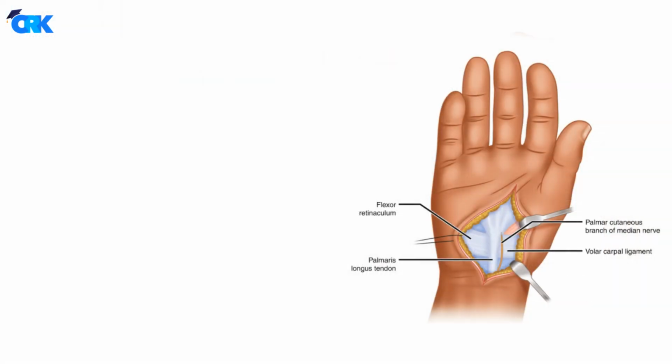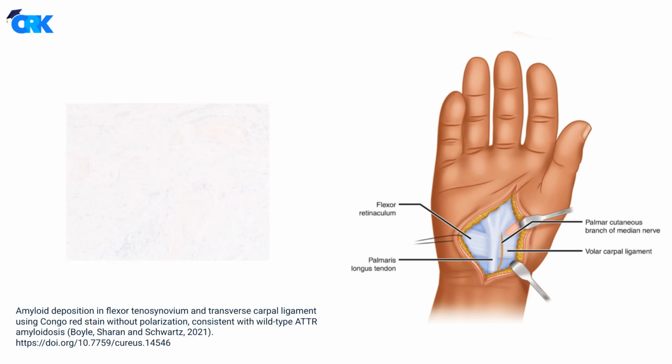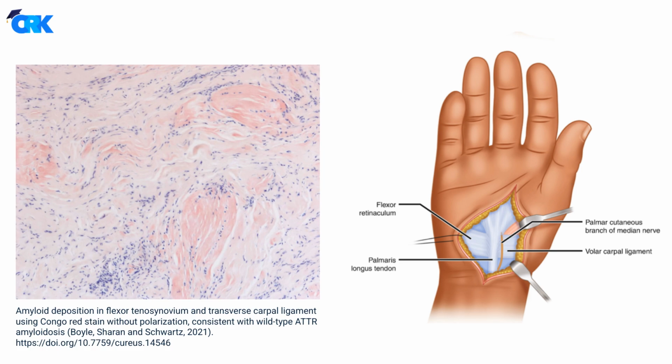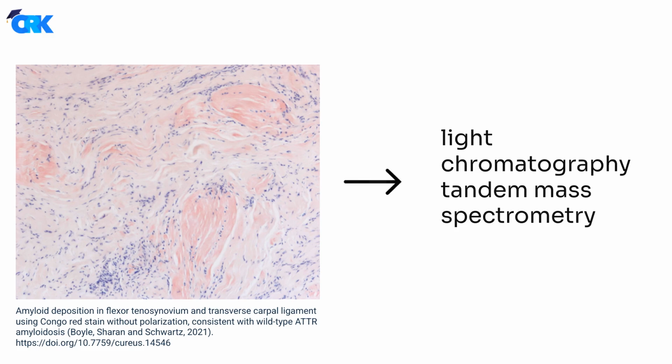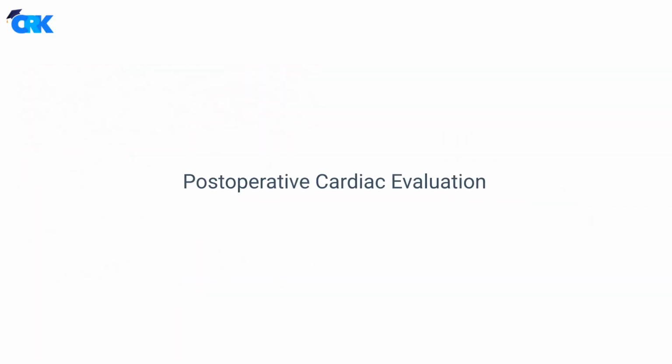During left-sided carpal tunnel release surgery, biopsies of the flexor tenosynovium and transverse carpal ligament, TCL, were taken. Histopathology using Congo red staining, without polarized light, revealed the presence of amyloid deposits. The specimen was further analyzed using liquid chromatography tandem mass spectrometry, confirming the diagnosis of wild-type transthyretin amyloidosis. Following the biopsy result, the patient was referred to cardiology. Subsequent imaging and laboratory tests confirmed a diagnosis of cardiac amyloidosis.